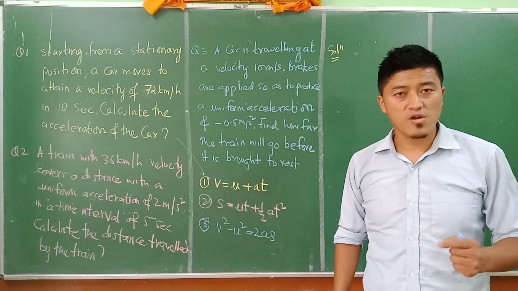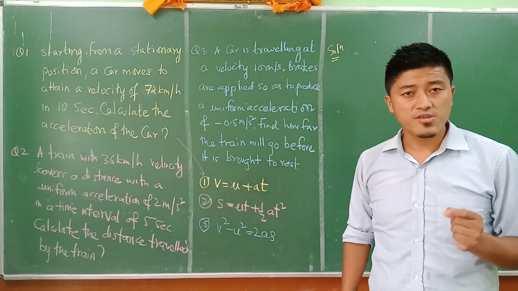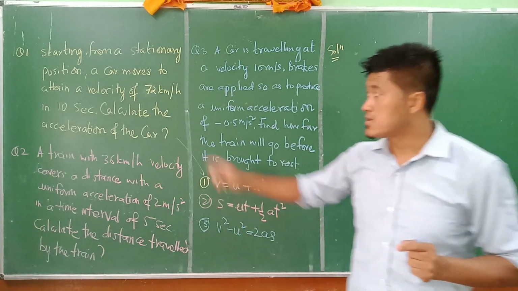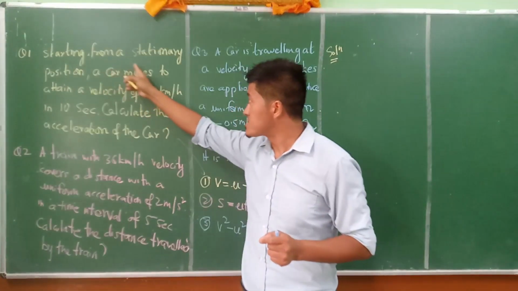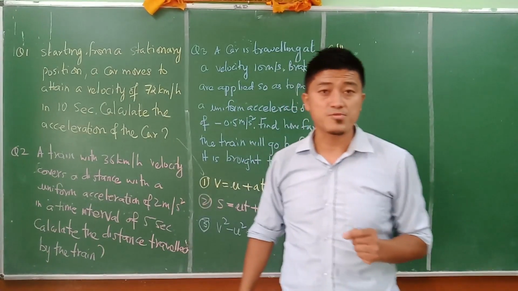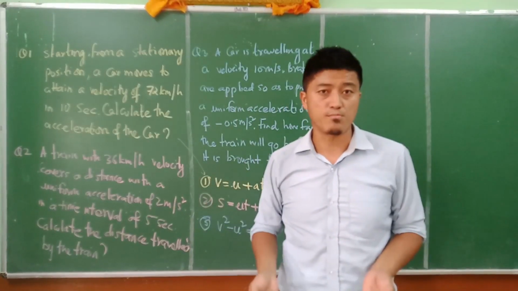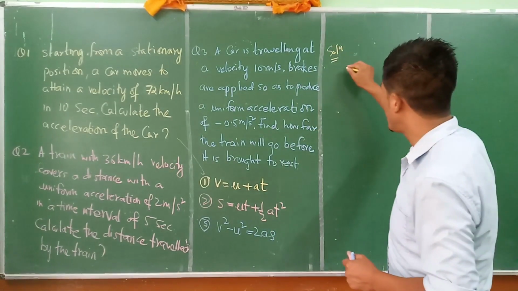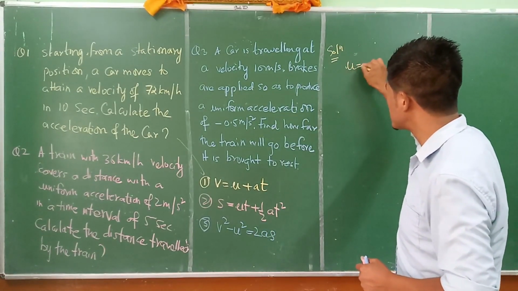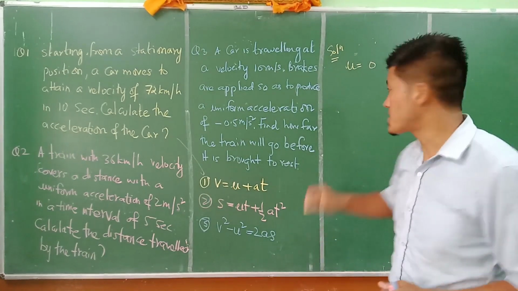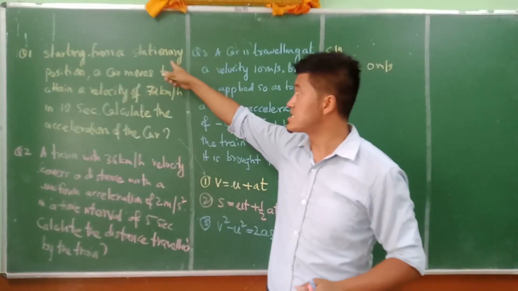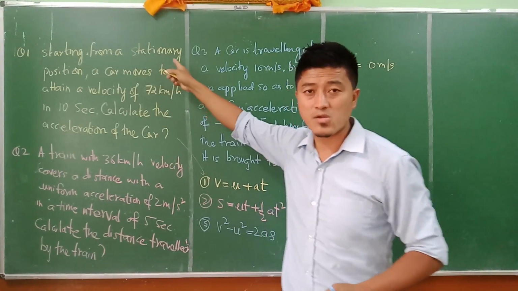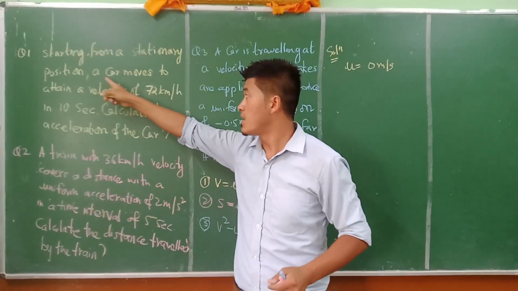Whenever you are trying to solve any question, I think the first thing that is very important is to understand the question itself. So here, starting from a stationary position, stationary position means that the object is not moving before. So we can indicate that u is 0 meter per second. Why? Because this object is in a stationary position. And that object is a car.